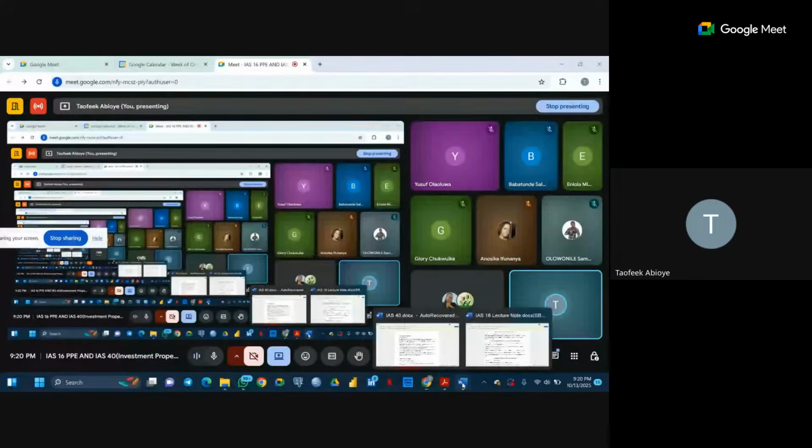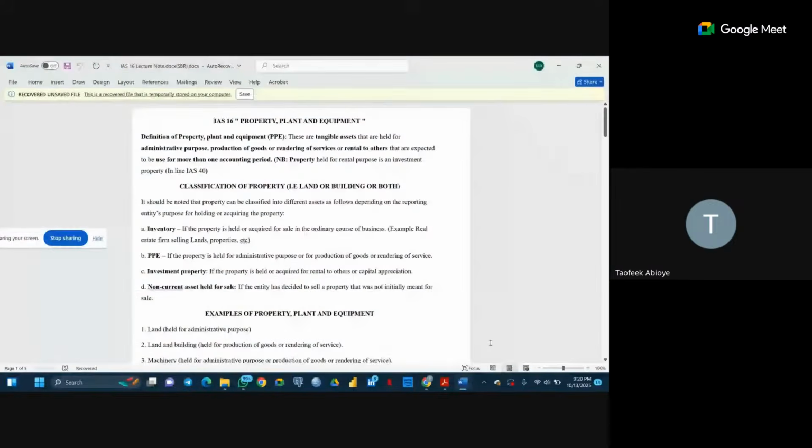So, like I said, we'll be looking at IAS 16, property, plant, and equipment. We start with the definition of the standard. These are tangible assets that are held for administrative purpose, production of goods or rendering of services, or rental to others, that are expected to be used for more than one accounting period. So basically, when we talk about IAS 16, these are the property, plant, and equipment, the tangible assets of the organization that are mainly used for administrative purpose.